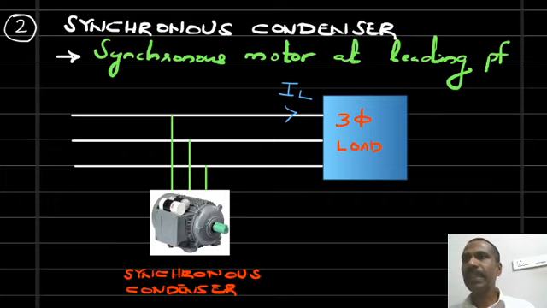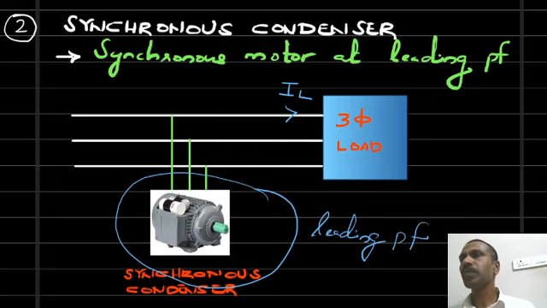A synchronous motor has a speciality. It can work at any power factor. It can work at lagging power factor, or at leading power factor, or at unity power factor. By adjusting the field current of the synchronous motor, we can change the power factor. Now this synchronous condenser is working at leading power factor. We call it a synchronous condenser. Actually this is a synchronous motor working at leading power factor.